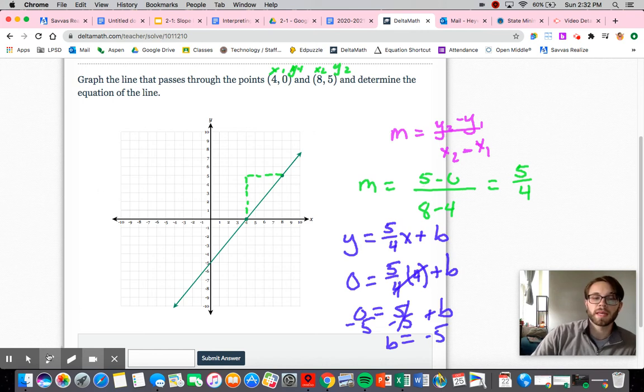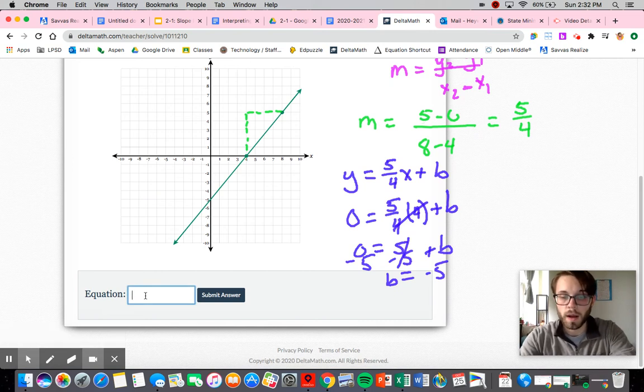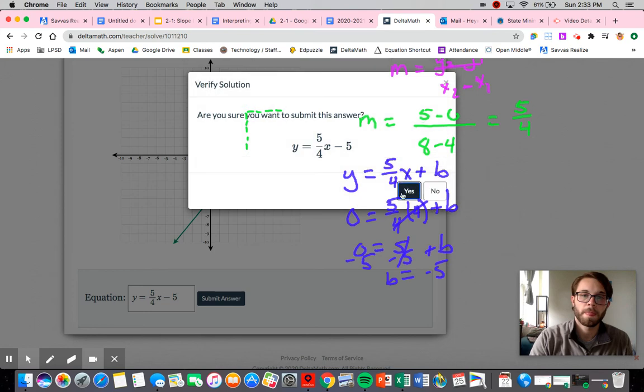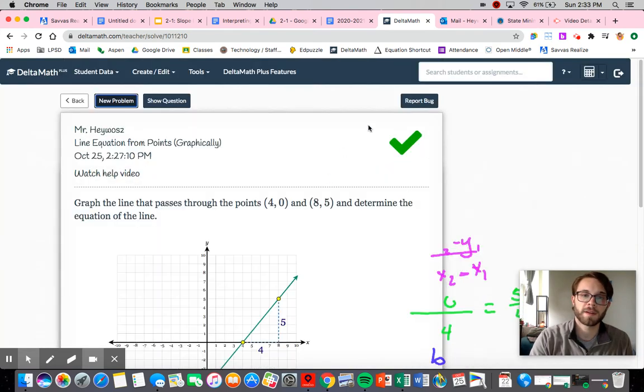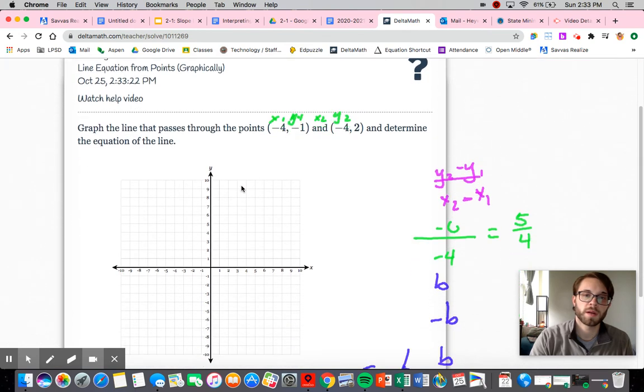So therefore, the equation of my line is y equals 5/4. I just did the slash sign to get that. Or if you have a computer, or if you have a phone, you use the division symbol, minus 5. And we'll submit. Double check that just to confirm. All right, we're good. Let's do a new problem just to make sure we're all good.